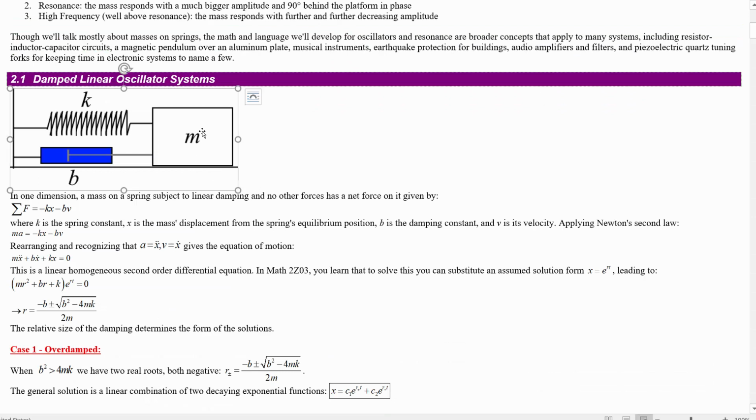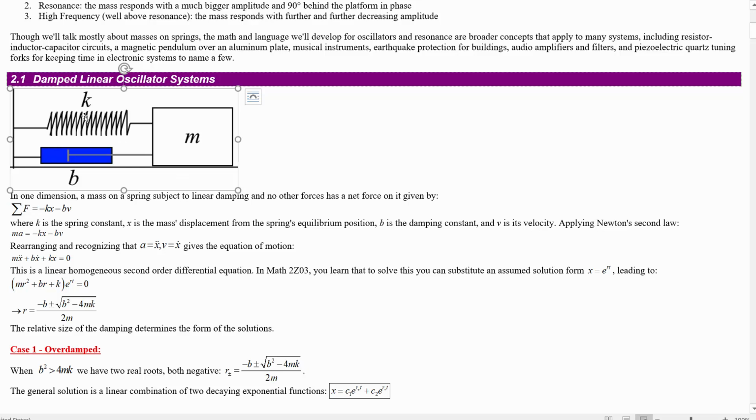Suppose we have a mass attached to a spring and a damper, and the spring puts out a force, negative k times x, where x is the displacement from equilibrium. Notice that this is always in a direction that opposes what x is. If x is positive, it puts a negative force. If x is negative, it puts a positive force. So this restores the mass to the equilibrium position that the spring wants it to have.